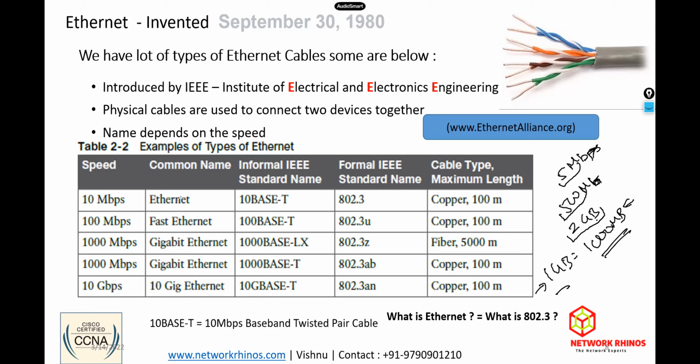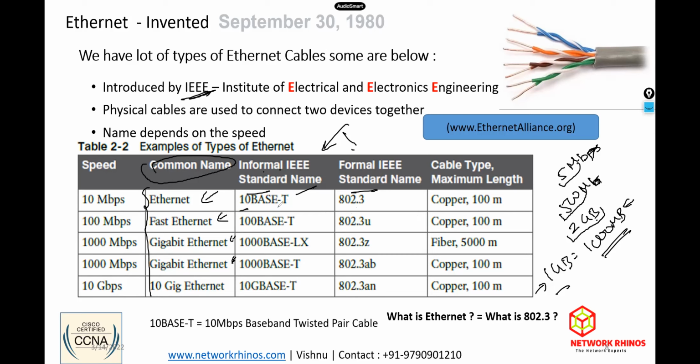Okay, so these are the common names given by IEEE. They said these things. Now let's talk about the informal and formal IEEE standard names. Officially, when they wrote it on paper, they gave informal and formal names. Most of us will be using these names only to represent these cables or these speeds. But as per the notes which IEEE wrote, it will be represented using these numbers.